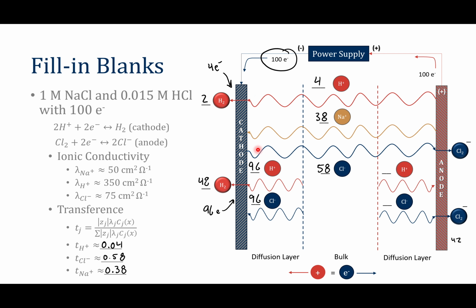Okay, so the rest of the electrons are going to come from diffusion down here, and we'll have 96 protons moving through diffusion, 96 electrons here, and we're creating 48 hydrogen molecules. Now go ahead and try to do the anode side on your own, and then I'll talk through that.